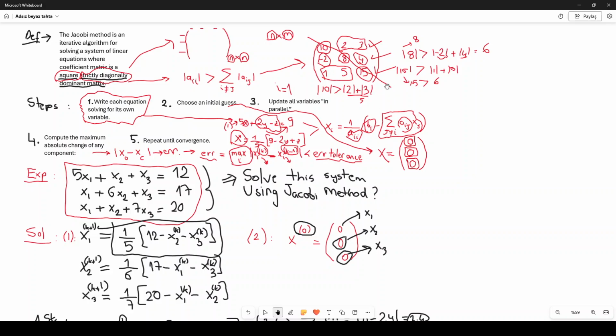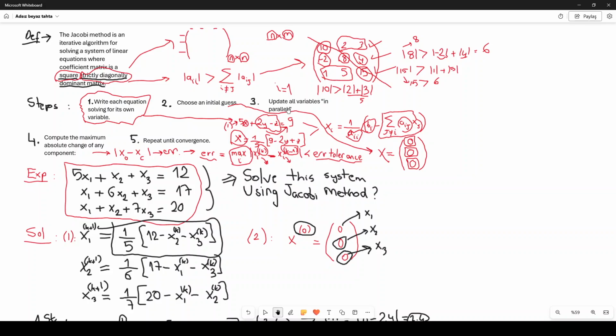Let's recap what I found so far in the last two lectures. So we defined what the Jacobi method is and saw that it's an iterative procedure. But to ensure the convergence, we need to make sure that we have a square, strictly diagonally dominant matrix. So we check to see that the coefficient matrix really satisfies these two properties.